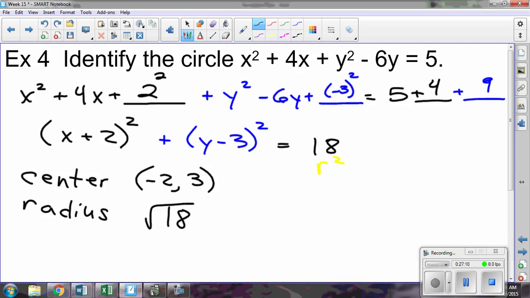Many students will make the mistake of saying it's 18 squared or 324. Many students will make the mistake of saying it's just 18. You, of course, have to avoid those mistakes. You have to know it is already of the form r squared. You must take a square root to get it by itself.